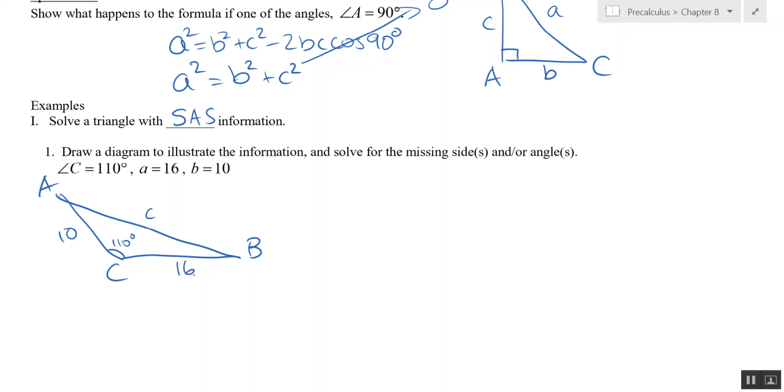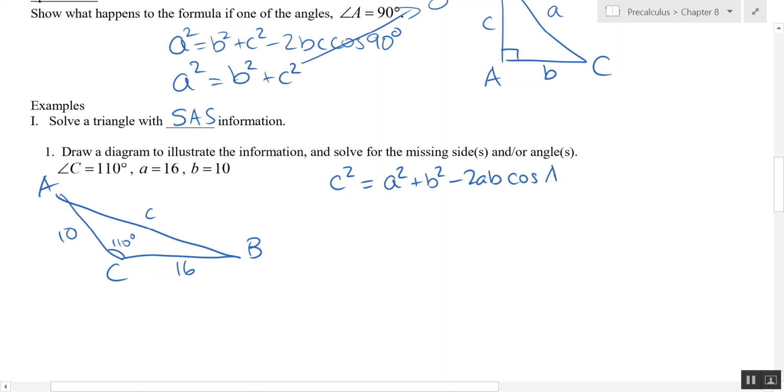So we're going to try and solve this triangle, and we're going to use the law of cosines to do so. The first thing we want to find is side c. We can write the law of cosines right away. c squared is equal to a squared plus b squared minus 2ab times the cosine of angle C. And we're going to substitute what we know. We know side a is 16, so c squared equals 16 squared.